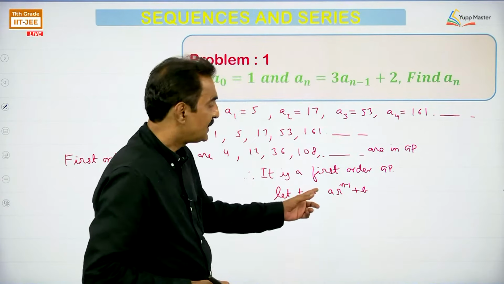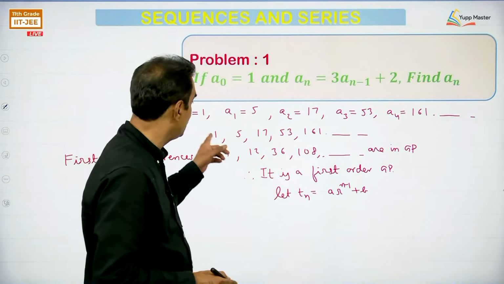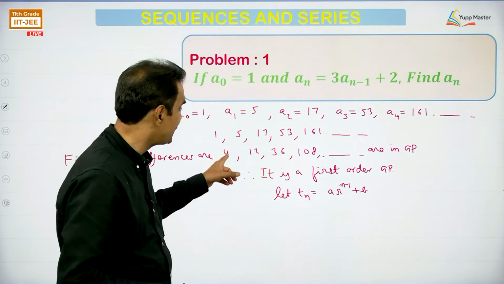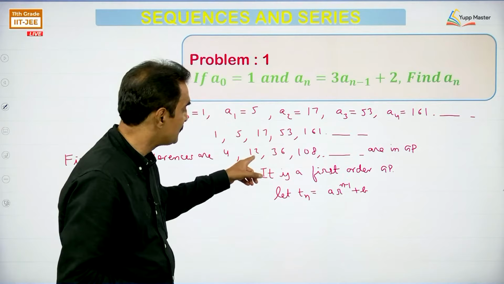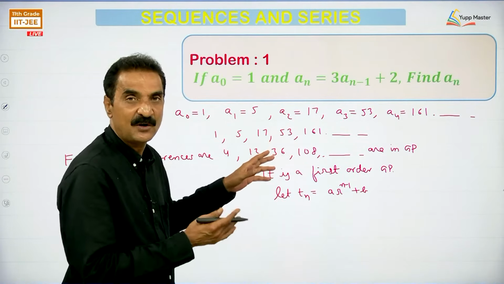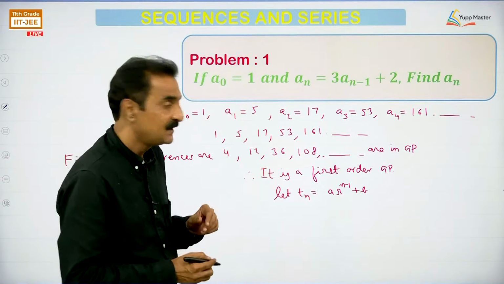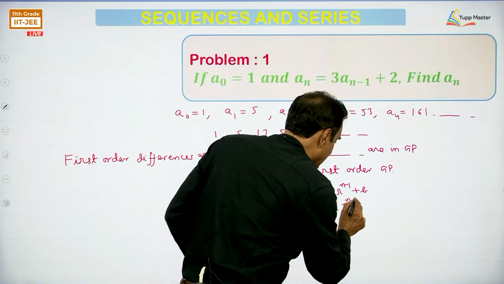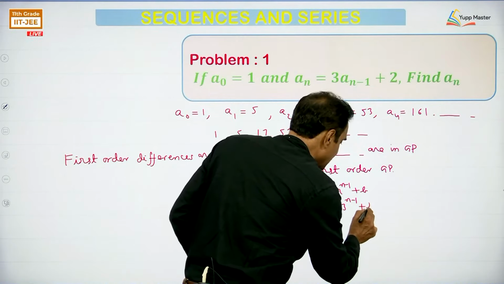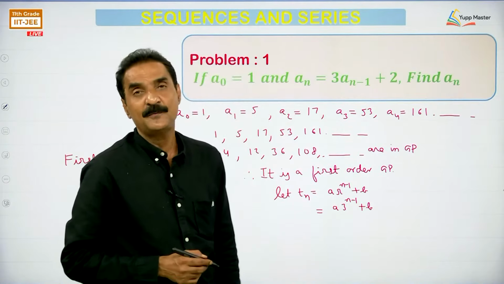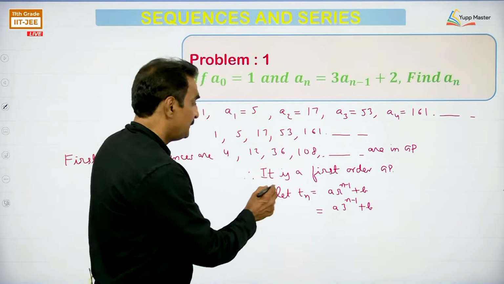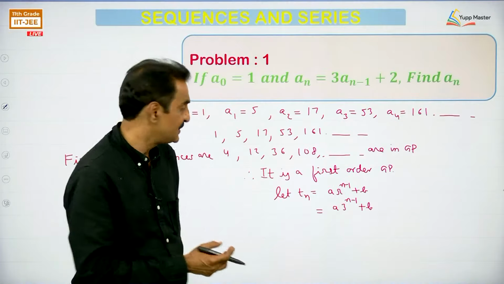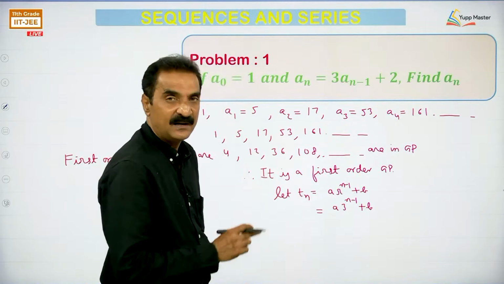Okay. So, a r power n minus 1 plus b. What is this r? It is the common ratio of the last row whose numbers are in GP. What is the common ratio of this GP? 4 into 3, 12, 12 into 3, 36 and so on. So the ratio of any term and the preceding term is 3. So r is 3. Take the nth term as a into 3 power n minus 1 plus b. Now, how to find a and b? For finding a and b, we need two equations. We can get those two equations by putting n is equal to 1 and n is equal to 2.